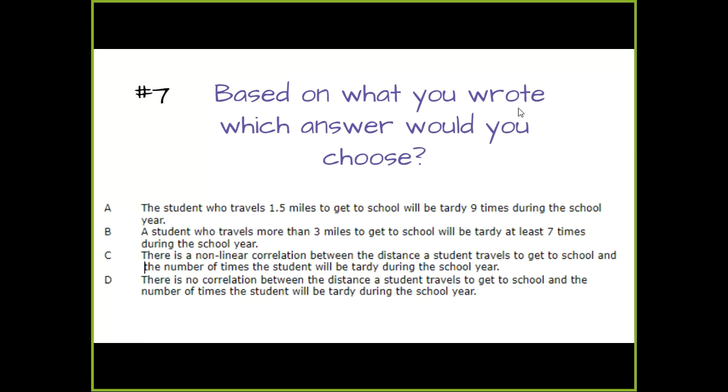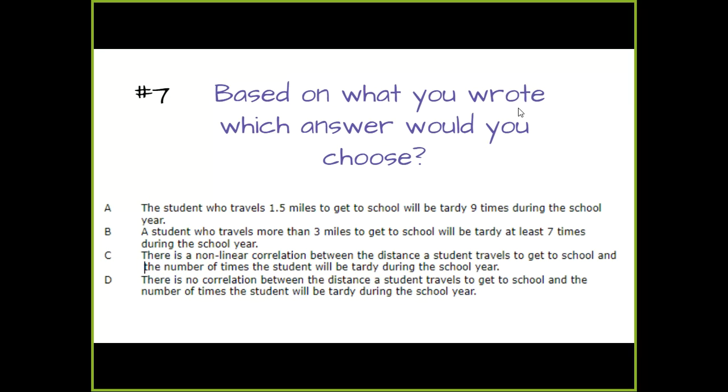All right, so the first one says, the student who travels 1.5 miles to get to school will be tardy 9 times during the school year. What do you guys think? No, we don't know because there's no correlation. So how can we make a prediction if there's no correlation? So if they're trying to make a prediction, we can automatically eliminate that one. So let's take a look at the second one. B says a student who travels more than 3 miles to get to school, we don't even have to keep going because they're making another prediction. So we can't use that one either. So we can automatically eliminate A and B.